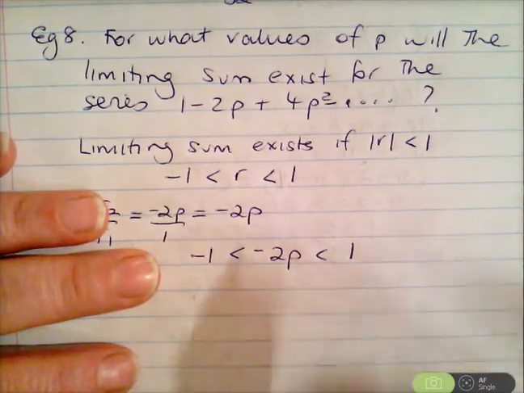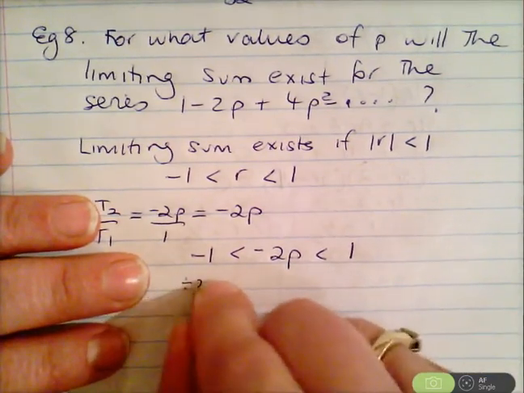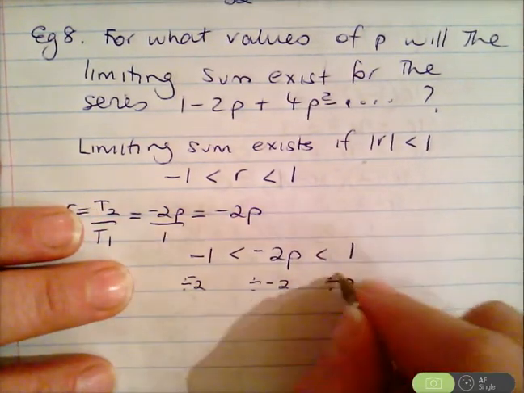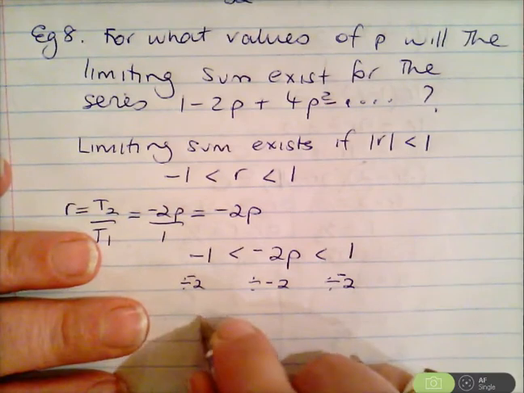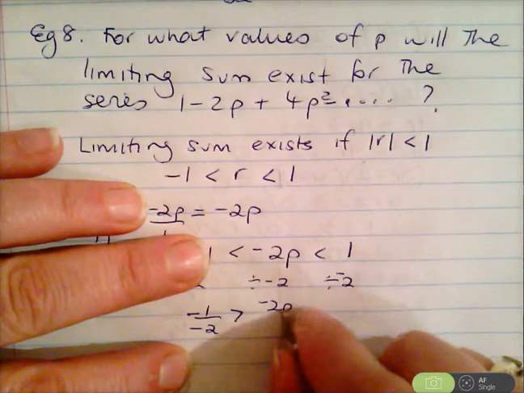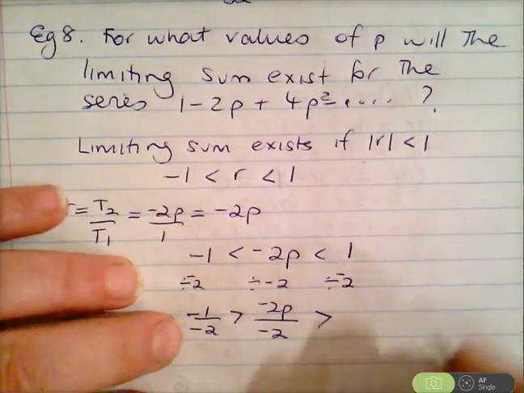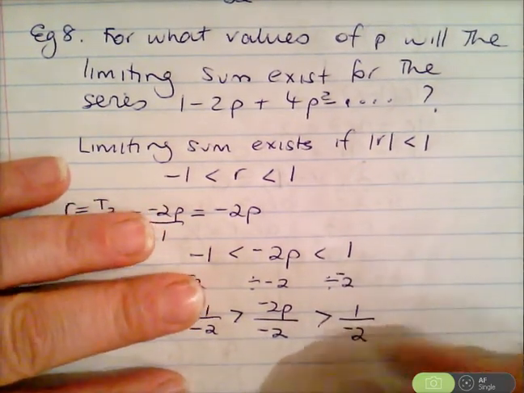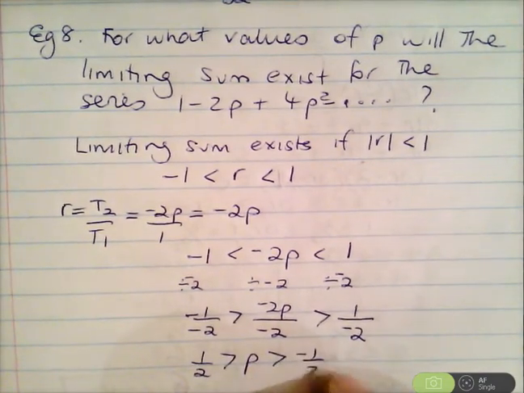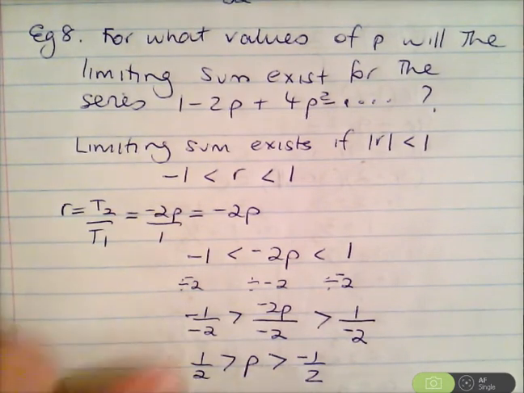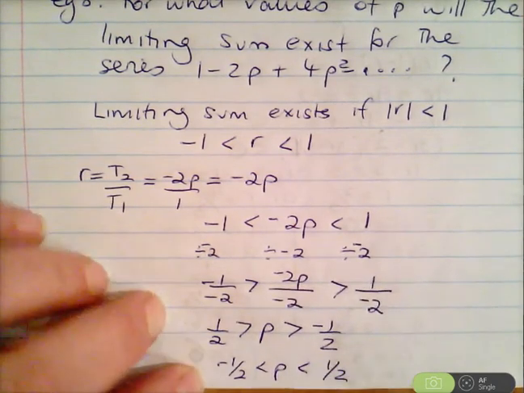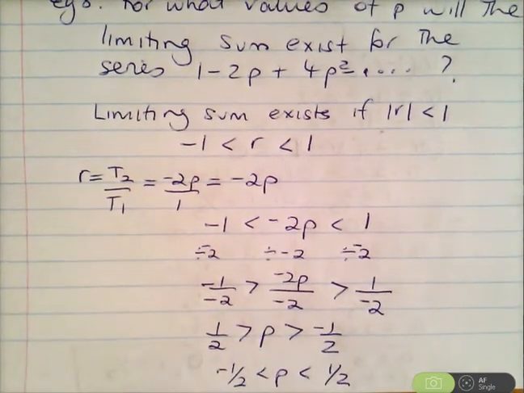So to get p on its own, we have to divide by -2. Now when you divide by -2, you have to turn the inequality signs around. So it's -1 divided by -2, you have to turn the inequality sign around. -2p divided by -2, turning the inequality sign around again. 1 divided by -2. So therefore we get that p is greater than -1/2, but less than 1/2. The way we write that is like this. We never have the inequality signs that way. So p lies between -1/2 and +1/2.